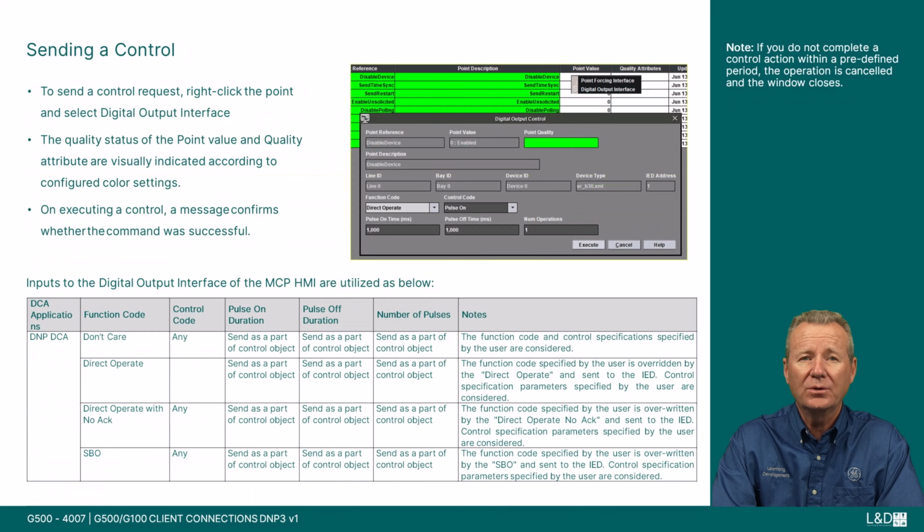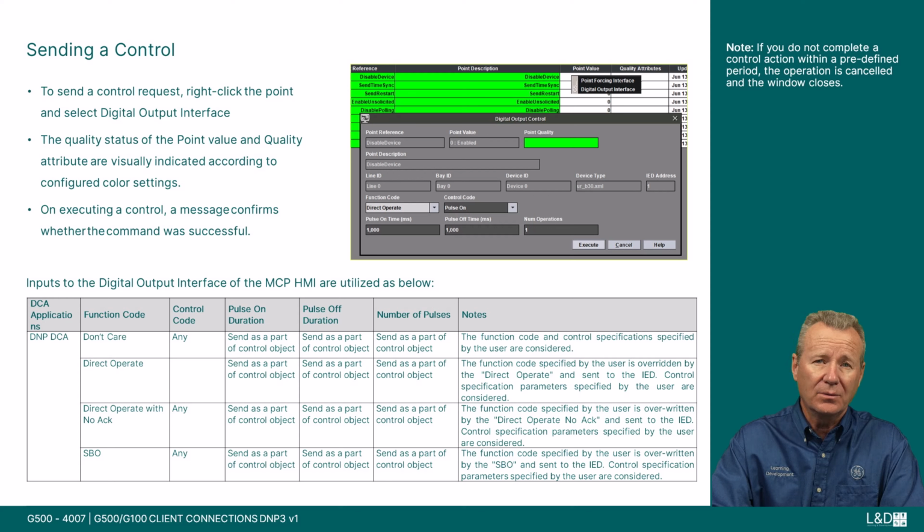The digital output interface allows you to issue control requests on digital output points. To open the digital output interface, right-click a digital output data object on the online viewer or a digital output point on the point details page and select digital output interface. The result: the digital output interface displays the following information: line ID, device ID, point description, quality attributes, digital output state. The quality status of the point value and quality attribute are visually indicated according to configured color settings.